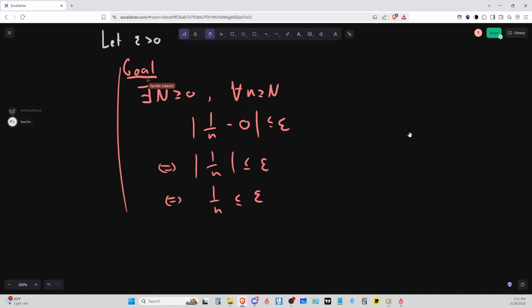I mean, it's not really scratch work here. I just restate the goal. I would have written let epsilon be bigger than 0, and then I would have said, well, it's enough to find some n which verifies those properties.